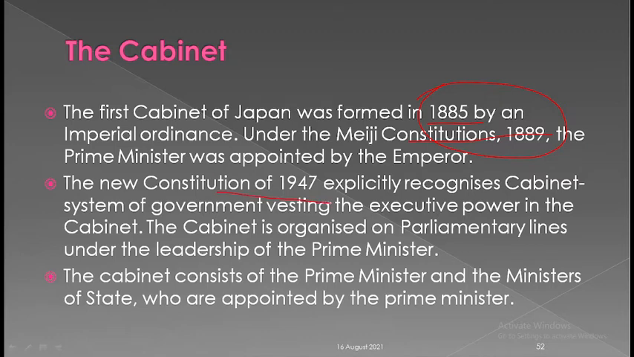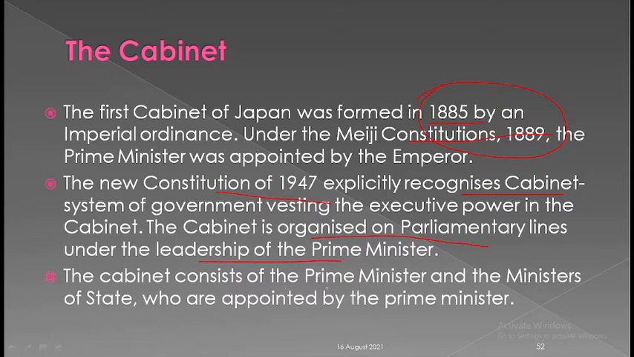The new constitution of 1947 explicitly recognizes the cabinet system of government, vesting the executive power in the cabinet. The cabinet is organized on parliamentary lines under the leadership of the prime minister. Under the Meiji constitution, the cabinet was not mentioned, but now, in the present constitution, it is mentioned clearly. This cabinet system is organized on parliamentary lines, as in the case of the UK or India.